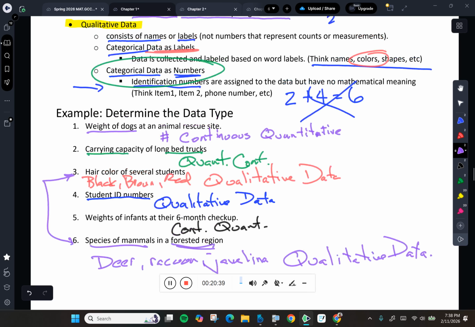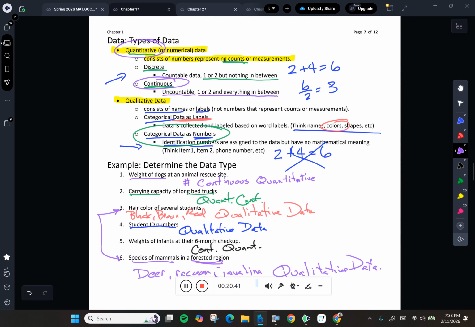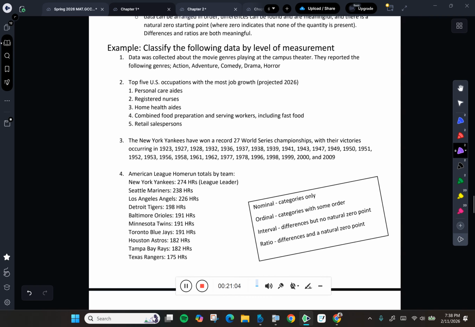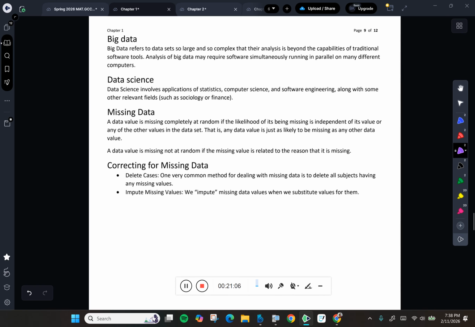Okay. All right. So the idea of this section, well, we got levels of measurement, but that's it for this section about types of data. The idea here is not so much that you're going to use these words directly, but if you were to see someone say, oh, this is quantitative data, or this is qualitative data, would you understand what they're saying?